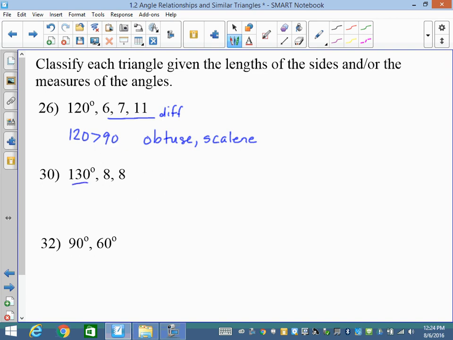All right, so this one, 130, again, 130 is greater than 90, so it's obtuse again. But two sides are the same, so we get isosceles. Okay, pause it for a second and do this last one and see if you get it right. Remember, you have to classify it by the sides and the angles.